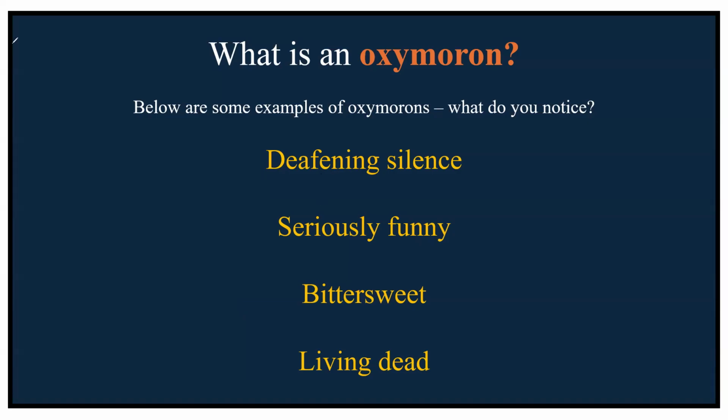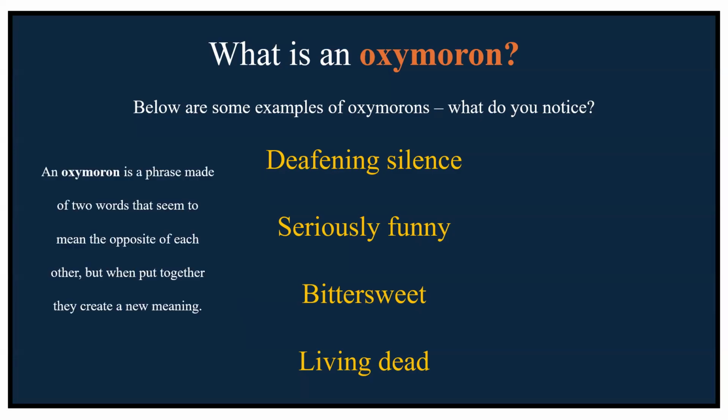Here is the definition, guys. So let me read it to you. An oxymoron is a phrase made of two words that seem to mean the opposite of each other, but when put together, they create a new meaning. Okay, so this is what you guys said, isn't it? So let's look at these. We're going to look at them one at a time, okay? And then we're going to practice using them in sentences.